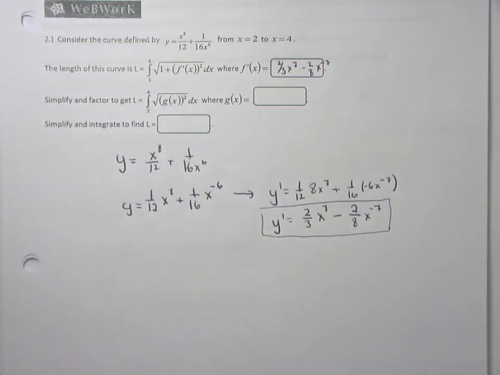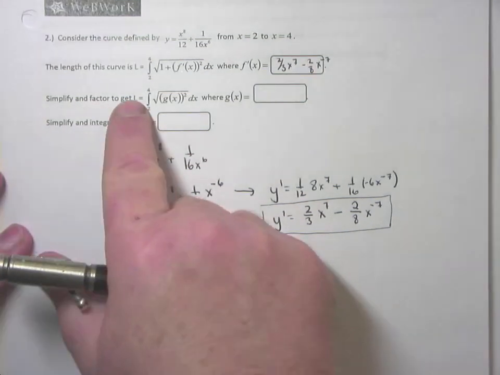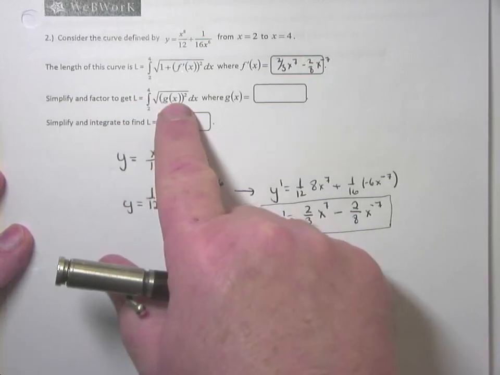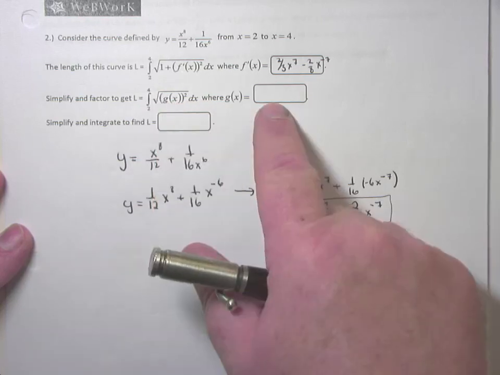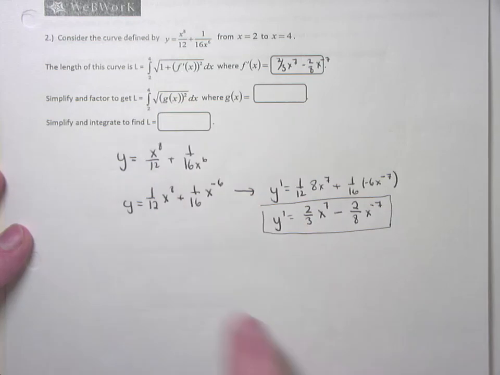Does that make sense? Basic Calc 1 stuff. But now, look what they state. This is how you know it's one of these, oh, I won't be using the calculator to integrate this thing. I'll have to do it by hand because it's going to clean up nicely. Then they say this, simplify and factor to get the integral from 2 to 4 of the square root of this g of x squared dx. So the square and the square root cancel, and then you got to tell me what you're basically integrating here. That square and square root cancel is that very rare thing.